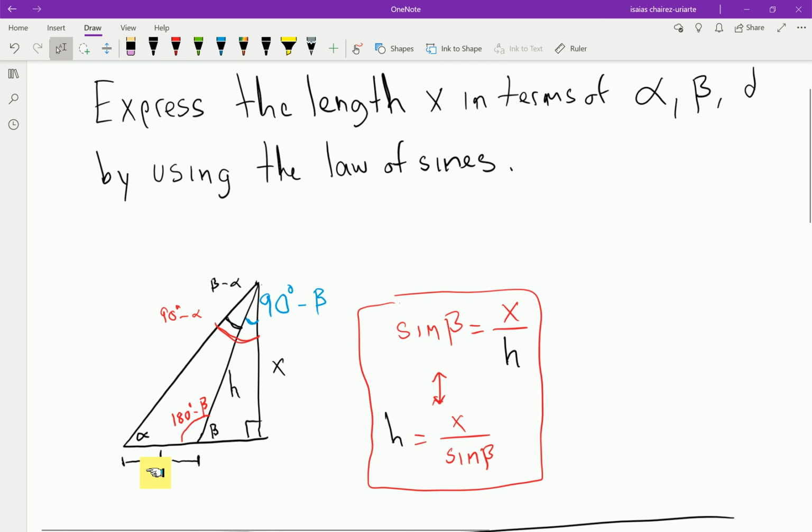Okay, I also figured out this angle in blue. That one is just 90 minus beta, because this is beta, this is 90, and they're supposed to add up to 180, so this should be 90 minus beta. I also figured out this bigger red angle over here. That one's 90 minus alpha.